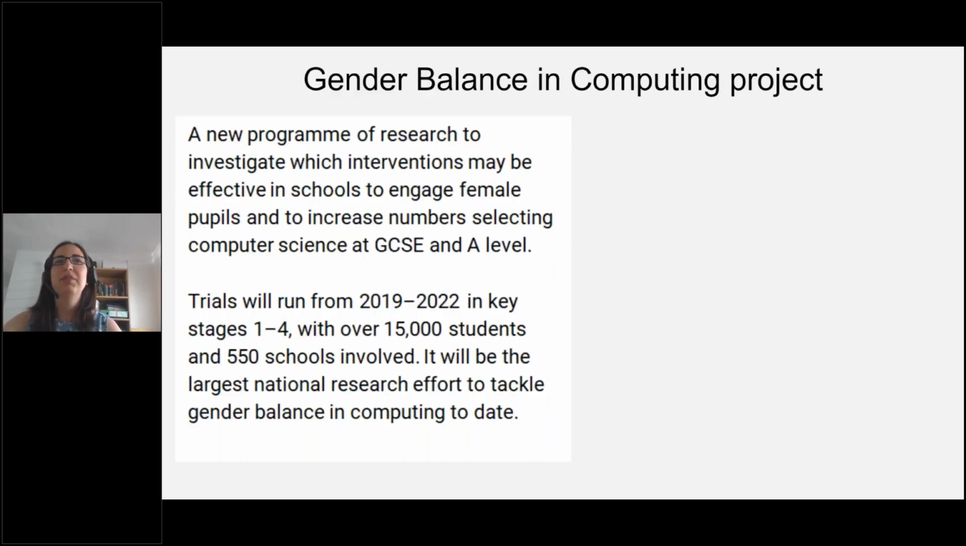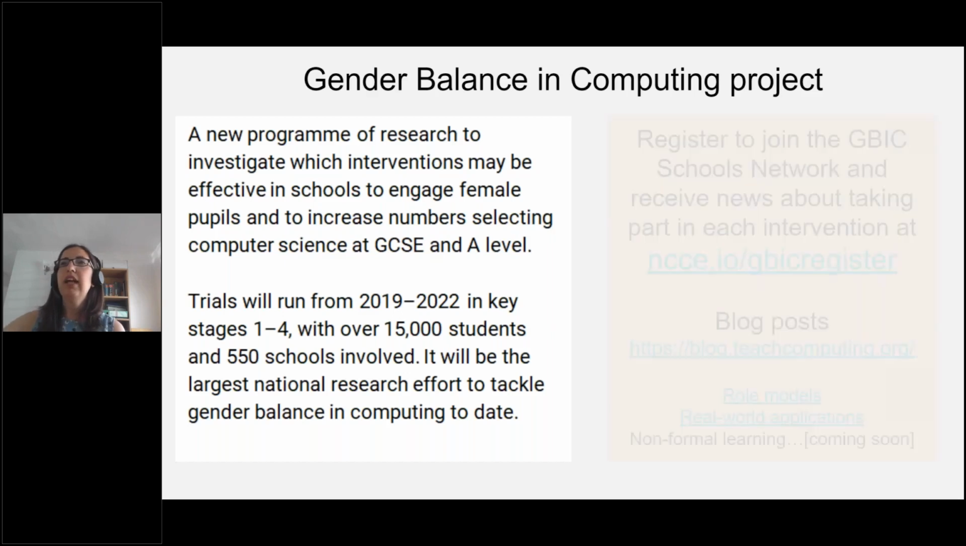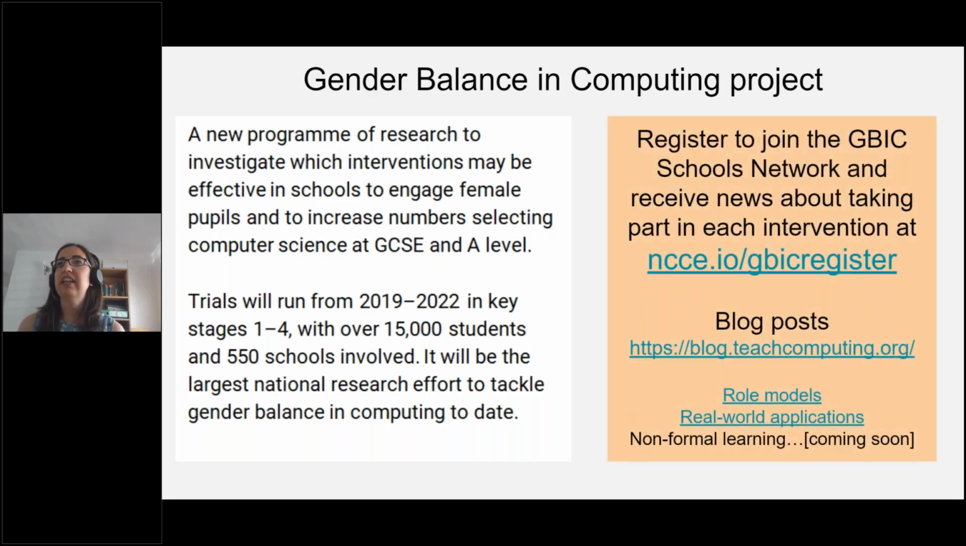So the Gender Balance in Computing project. We started running it last year. Obviously, we then had school closures, so we're due to get going again at some point, yet to be fully agreed on. But we're working with 15,000 students, hundreds of schools, and we have a range of different interventions, some looking at role models, looking at real-world problem solving, looking at pedagogy, and also looking at non-formal learning, so things to do with code clubs and so on.